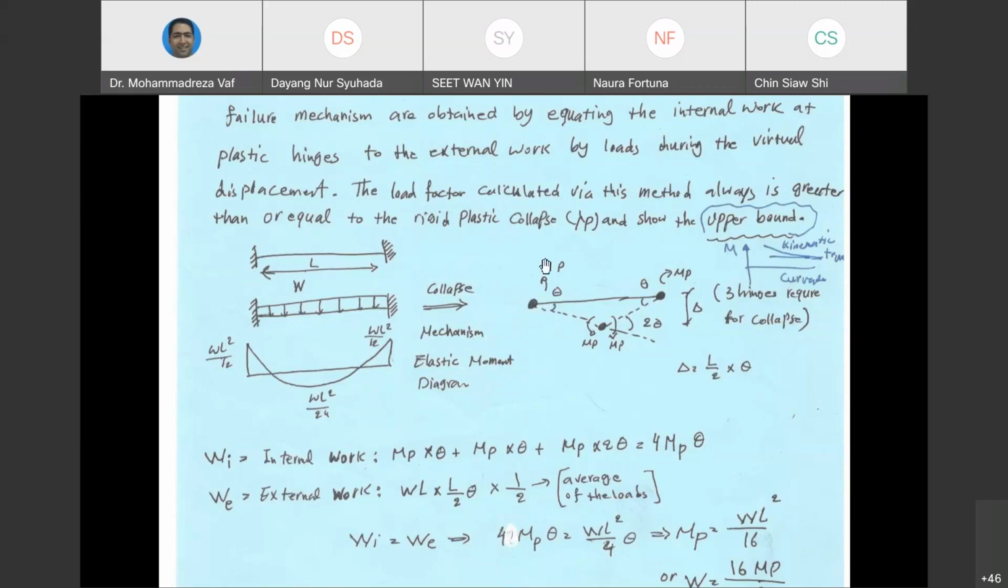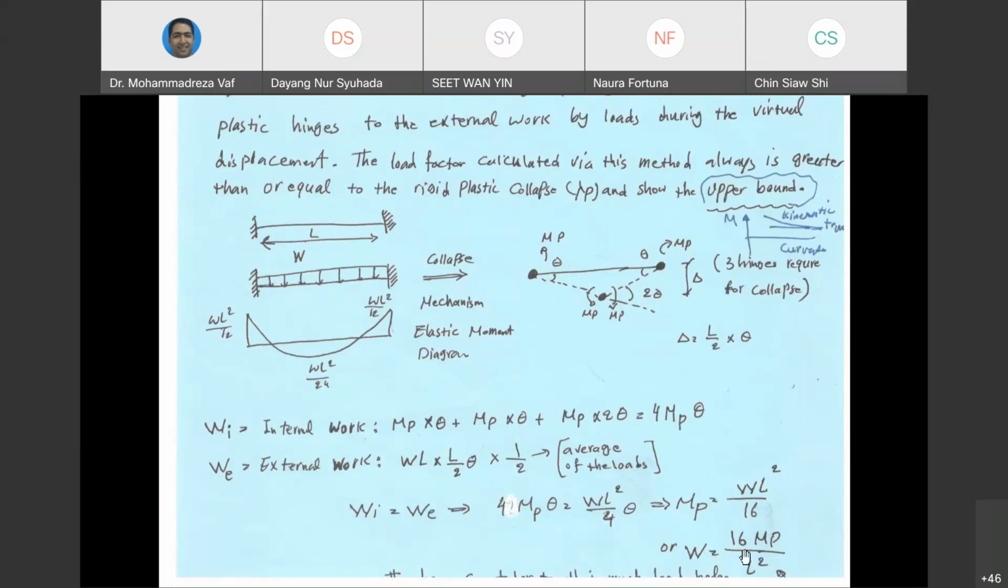So if this one is MP multiplied by theta, the work done on the other side also is MP multiplied by theta. For the plastic hinge in the middle of the span, the rotation equals 2 theta because, according to mathematics, this rotation equals the summation of these two. So we are going to have MP multiplied by 2 theta, MP multiplied by theta, MP multiplied by theta. So totally, the internal work is going to be MP multiplied by 4 theta. So if you make these two equal according to the kinematic approach, then you get W equals 16 MP/L/2.